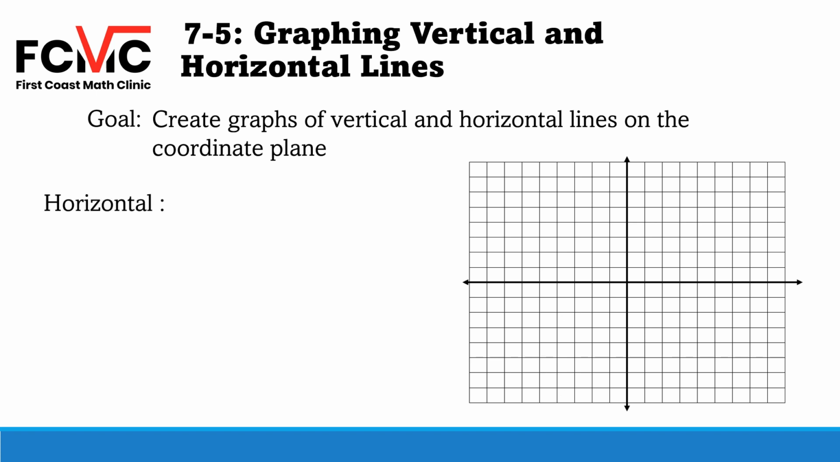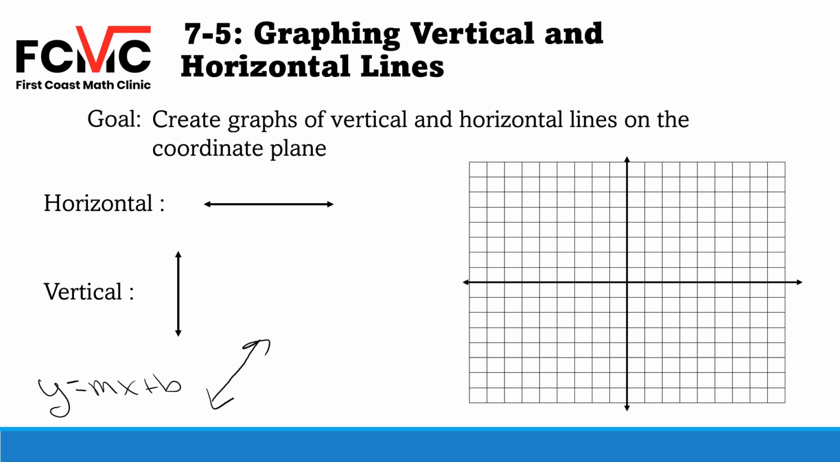So just a quick review on horizontal and vertical. Horizontal lines go left to right, and vertical lines go up and down. The previous set of graphs that we worked on, when we graphed equations in slope-intercept form, y equals mx plus b from lesson 7.4, were diagonal lines, so they can increase as you go left to right or decrease as you go left to right.